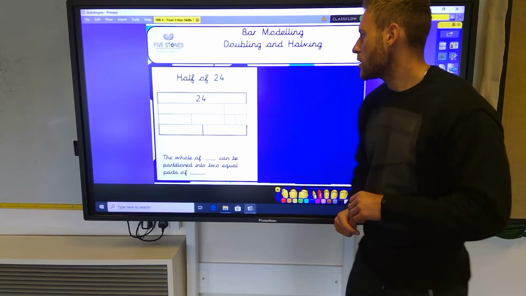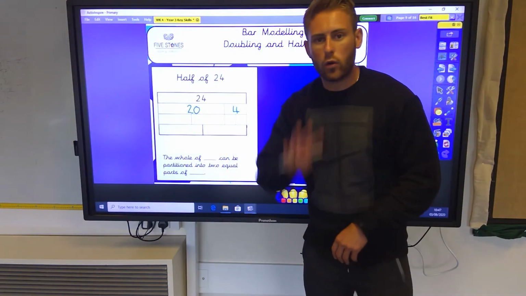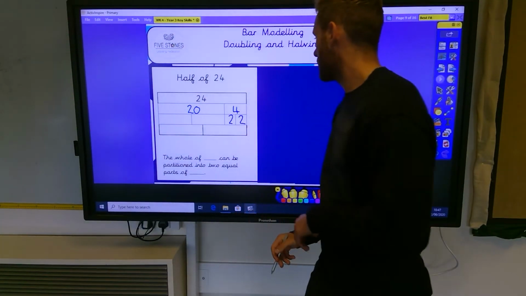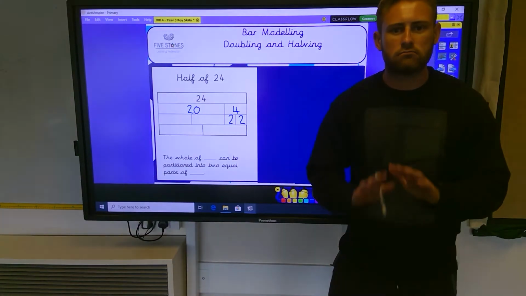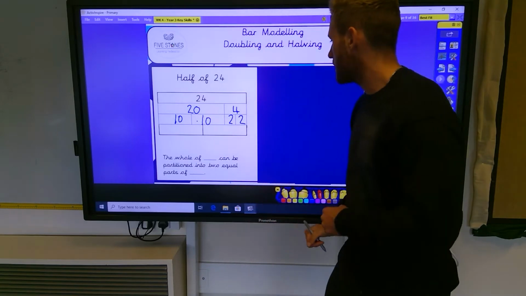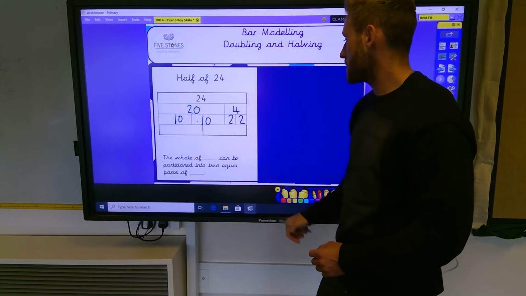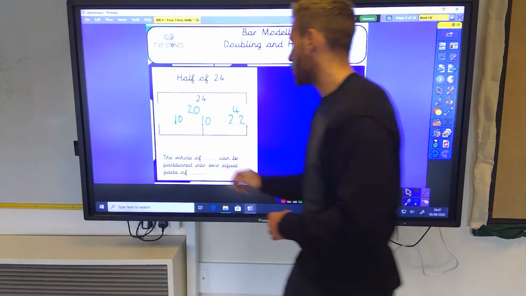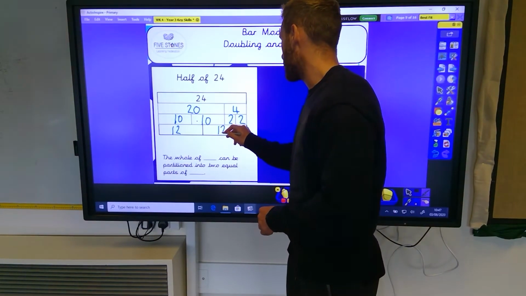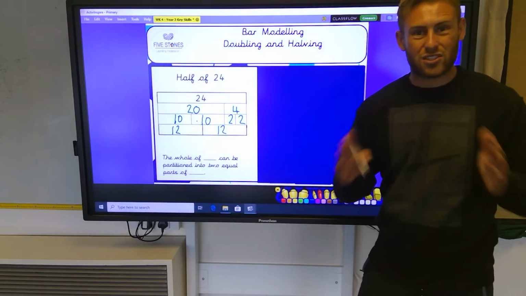So we've got to partition 24 into 20 and 4. Half of 4 is 2. Brilliant. So we've got 2 lots of 2. And then half of 20 is 10. Fantastic. We have 10 and 10 and 10. And then can we make them into two equal parts? We've got two 10s and two 2s. So a 10 and a 2 becomes 10, 11, 12. We have managed to halve 24 into two equal parts.